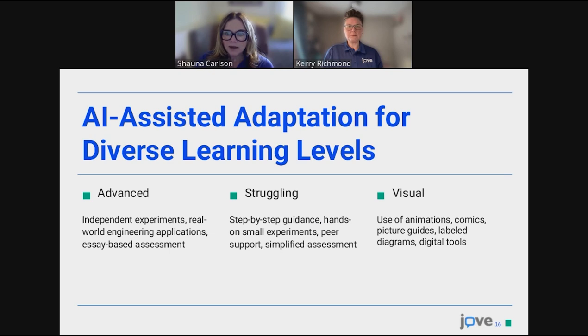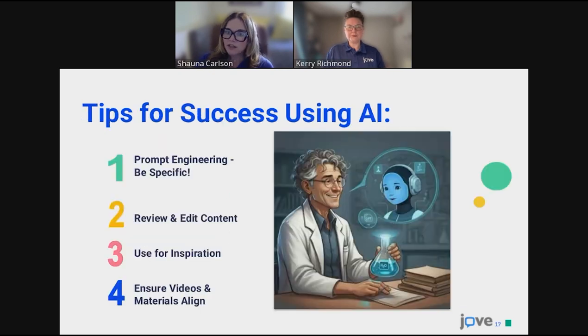All right, so we talked about prompt engineering, using it for diverse learning levels. Here's a few tips for success in using AI. We've kind of talked about these already, but prompt engineering is huge. You want to be specific, right? You need to review and edit any of the content to ensure accuracy before you share it out with anyone, because you'll come to find out, maybe it wasn't exactly 100% spot on in certain areas. So you'll want to make sure that you're reviewing and editing before you share it with your students or administrators or things like that. I will give you an example here.